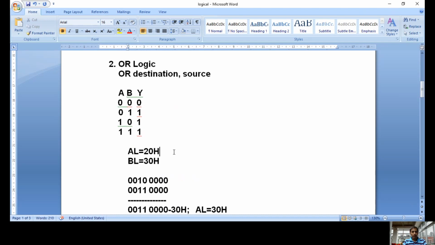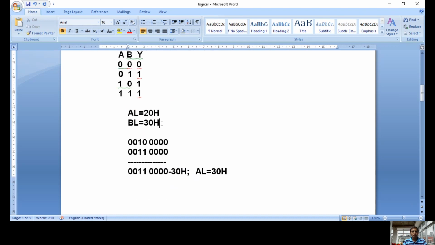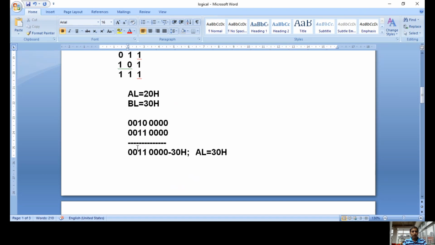Take the same example, AL equal to 20H, BL equal to 30H. Now if you perform the OR operation, where one input is 1, the output is 1. If at least one input is 1, the output is 1. Where both inputs are 1s also, the output is 1. At least one input must be 1.